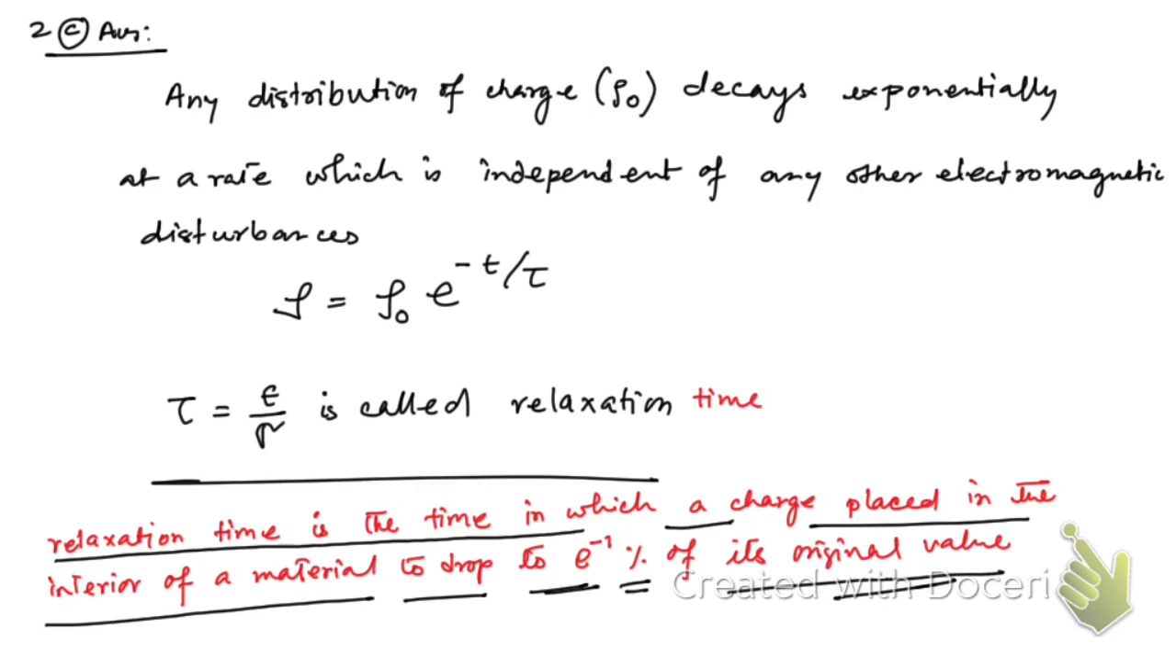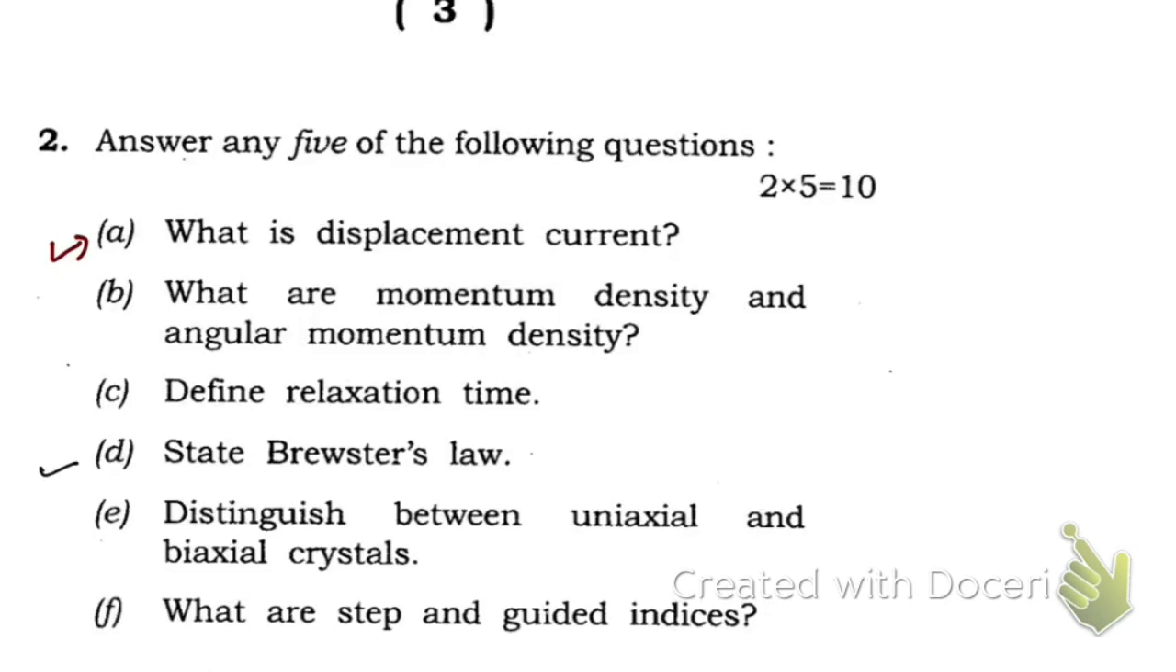This is the definition. Okay, so now let's move on to the next question. Next question, 2D, state Brewster's law. So now you see, according to this law, let me explain.